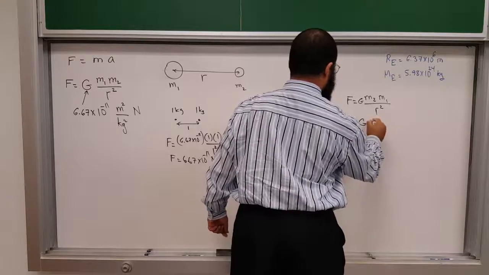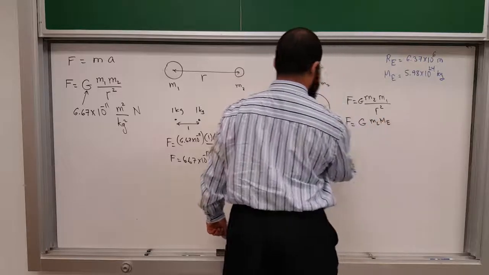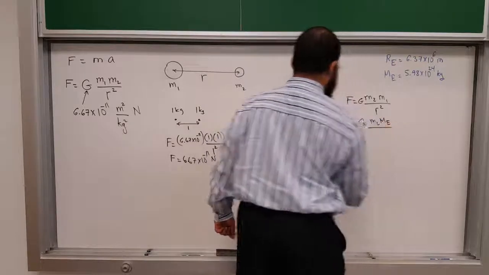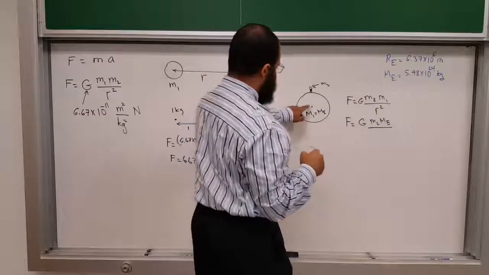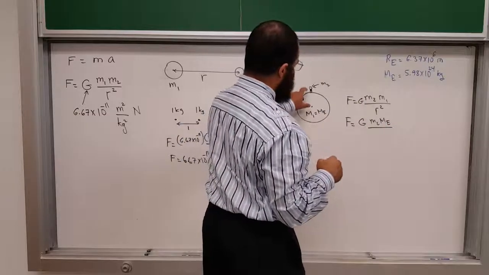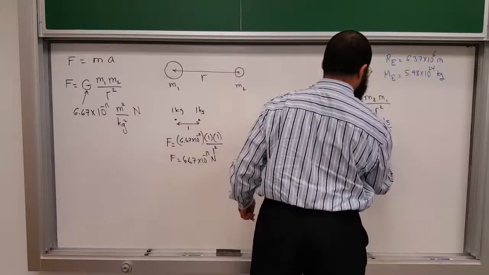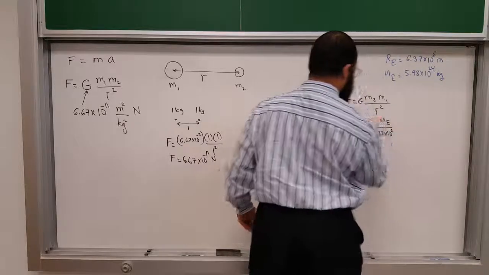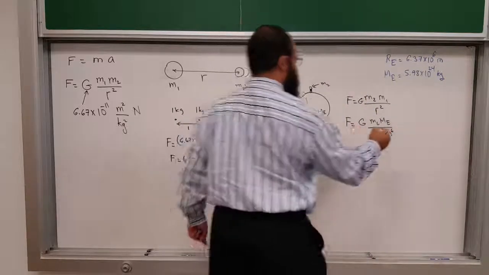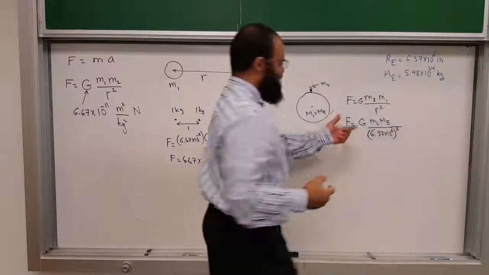So the force on you due to the Earth would be G, again your mass is M2, M1 is the mass of the Earth, divided by the separation between you squared. The separation between you is the distance from here to here. It's basically the radius of the Earth, and the radius of the Earth is 6.37 times 10 to the 6. I need to square it. R squared. So that's the force on you.